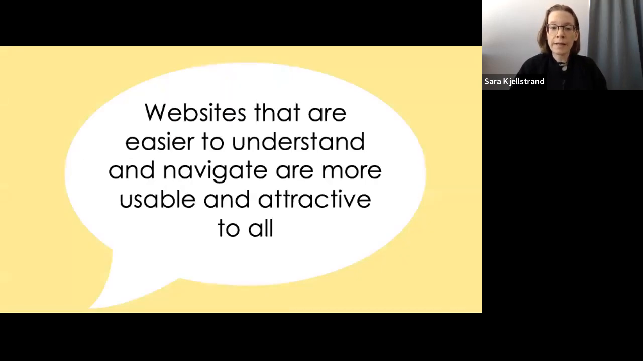And just to end up with the key message, that websites that are easier to understand and navigate are more attractive and usable to everyone.